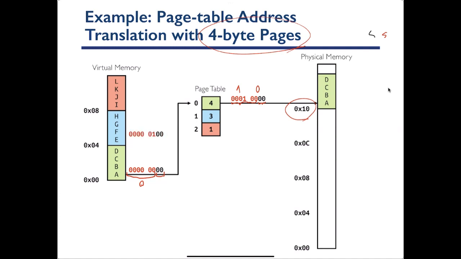Now let's look at another address here. This address is 004. So this is 0. This is 4. Again, 2 bits are going to be put aside for offset. The rest of the bits are going to be considered as virtual page number. In this case, the virtual page number is 1. So we go to the table. We look at virtual page number 1. It's translated to physical page number 3.